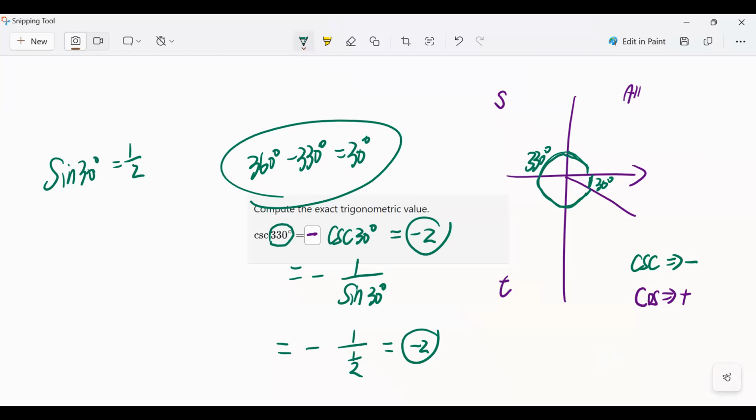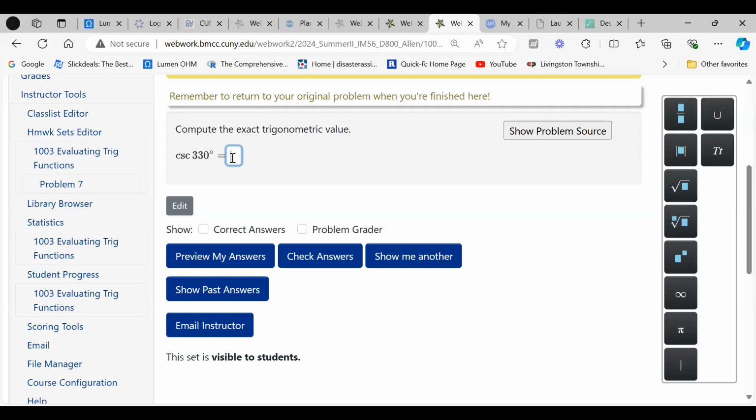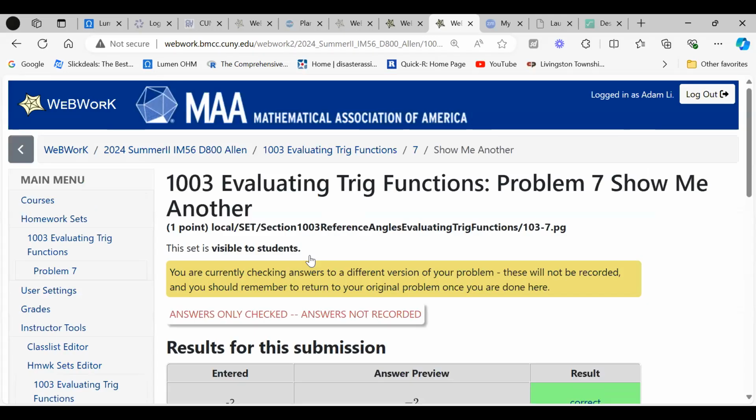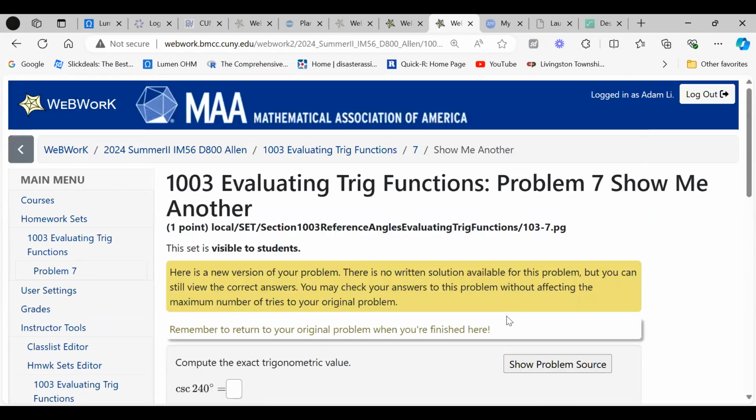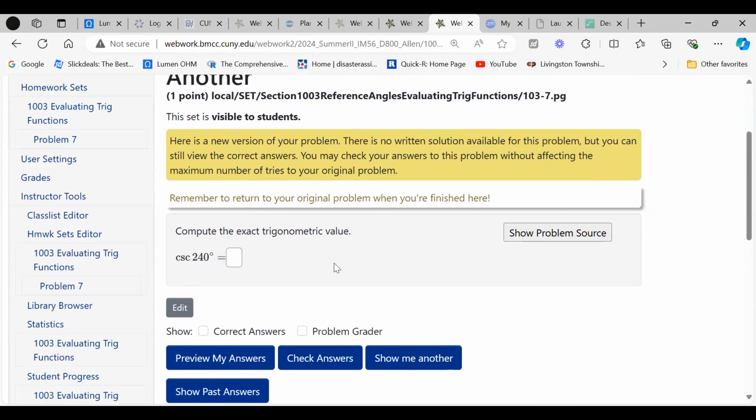So that's how we handle this. The answer here is -2. And the tricky thing is determining the sign, so drawing that will help you a lot to visualize each trigonometric identity in each quadrant. Okay, so you guys try another one. Let's say cosecant 240 degrees.